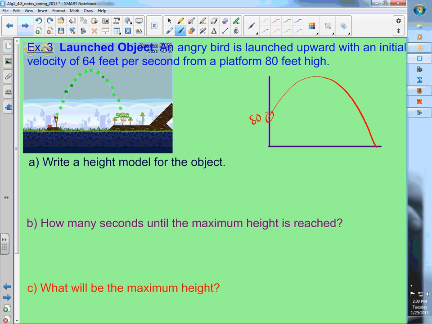Write the height model for the object. See if you can write the function based on the given information. That's the first question. You're looking at a test question right here. See if you can write the function. And again, we're not asking you to do anything tricky here other than what's the function? What's h of t?